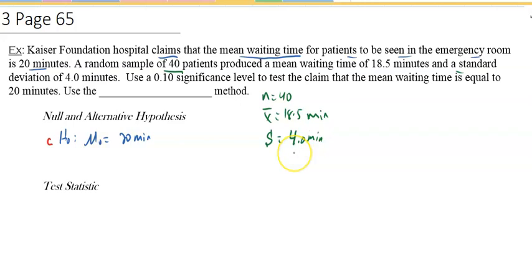That's not the population standard deviation, so I can't use the z-table. And here they changed alpha. They want only 10%, a 90% confidence level, to test the claim that the mean wait time is equal to 20 minutes. The alternative, they didn't specify what they want. Since the claim is with the null, we say the alternative is other than 20 minutes, not equal to 20 minutes.